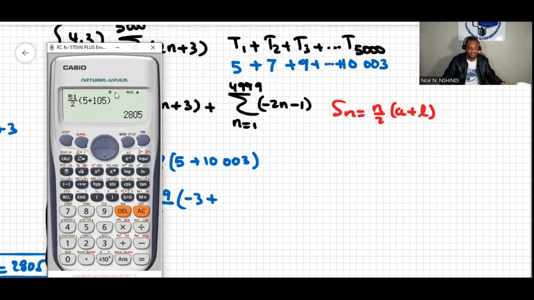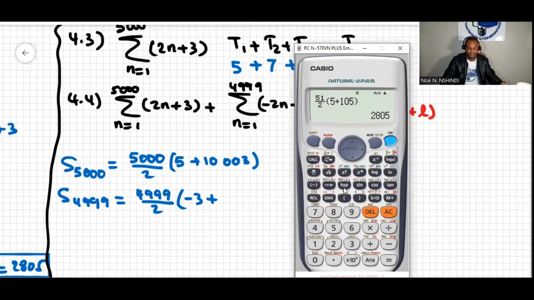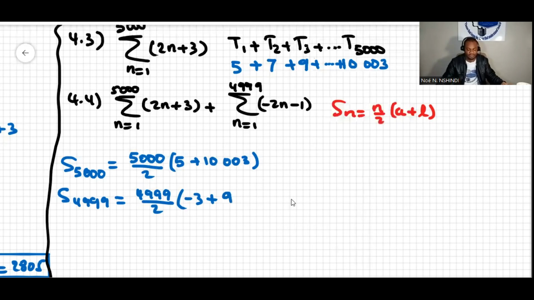So let's check it out. Negative 2, open brackets, 4,999, and then minus 1. This makes negative 9,999. Okay, and then this sum first equals what?